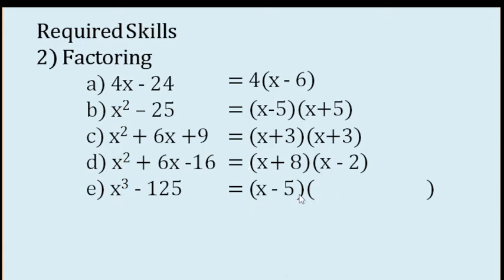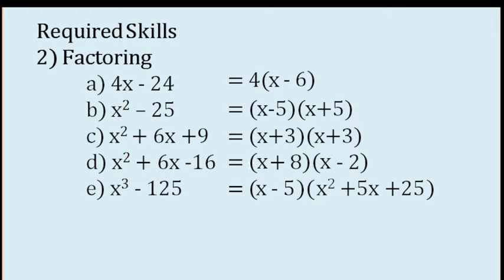Now, from this binomial factor, we will get the trinomial factor. What's the pattern? We square the first term. We multiply the first and the second term, so that's negative 5x. We will change the sign, so we'll make it positive 5x, because this is minus 5 here, it becomes plus 5x. And then the last term is the square of the second term, 5 times 5 is 25.